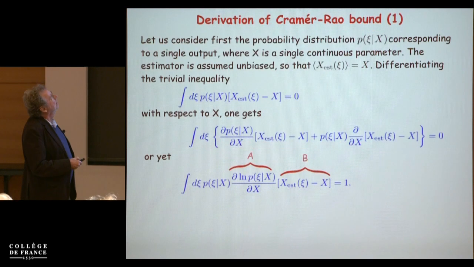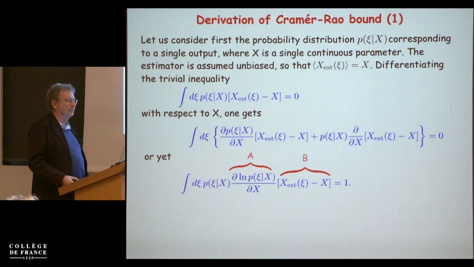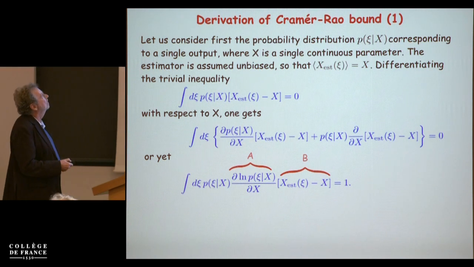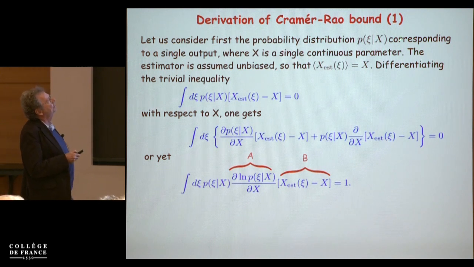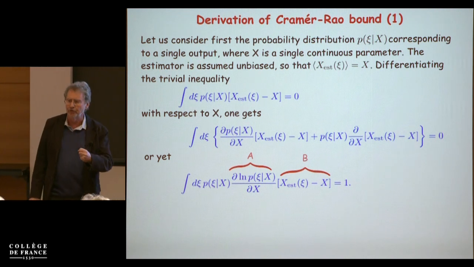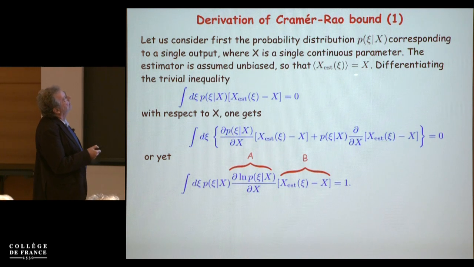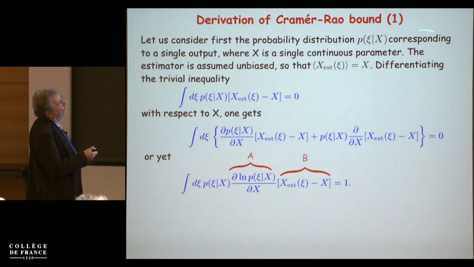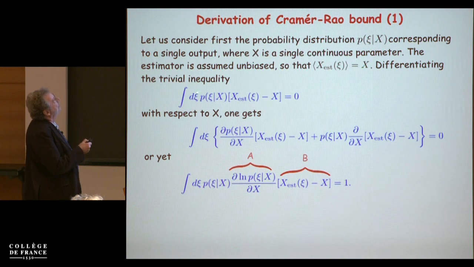Now, so let me derive the Kramer-Rao bound with 2 slides. So let's consider first the probability distribution corresponding to a single output. That means a single experimental realization. We are not repeating the experiment. Okay? Now, I'm going to assume the estimator unbiased, so the average of the estimator should be equal to x. Now I start with this equality, not inequality, with this equality, which is very trivial.